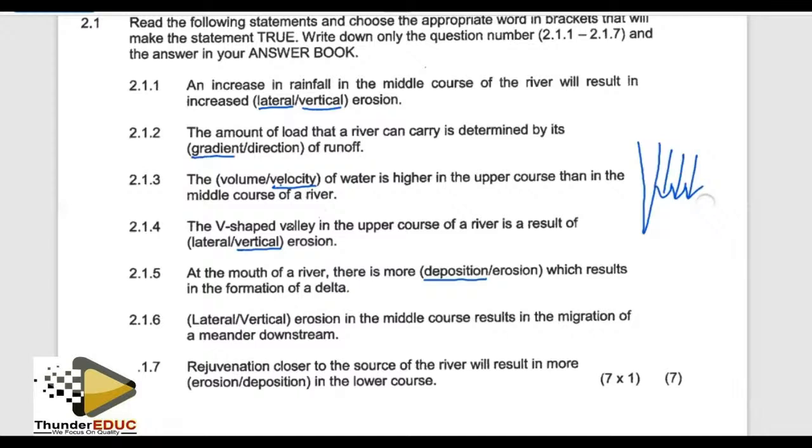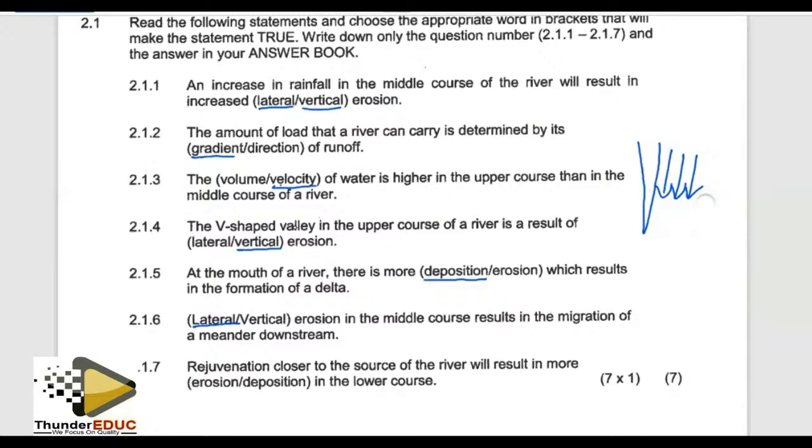2.1.6, lateral or vertical erosion in the middle course results in the migration of a meander downstream. We know that meanders cannot form because of vertical erosion. So instead, they form as a result of lateral erosion, because it means the river is winding side to side.